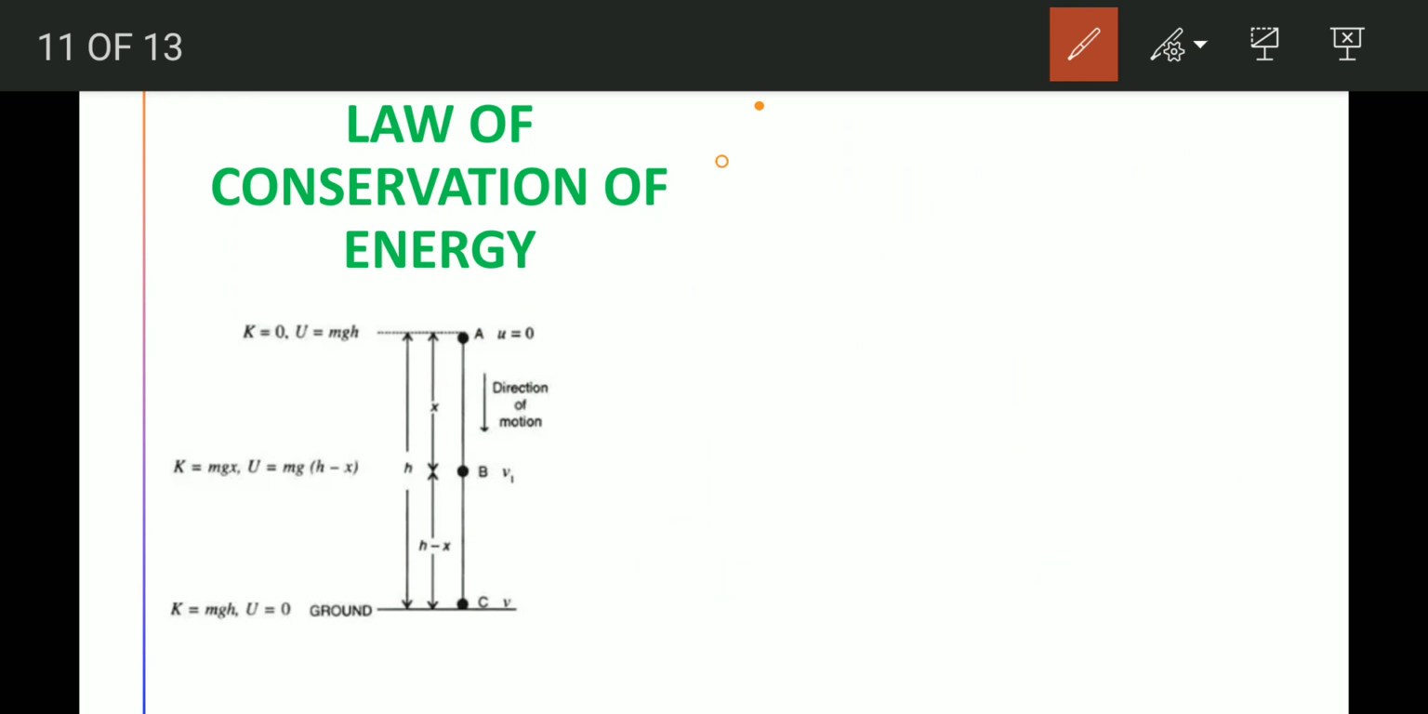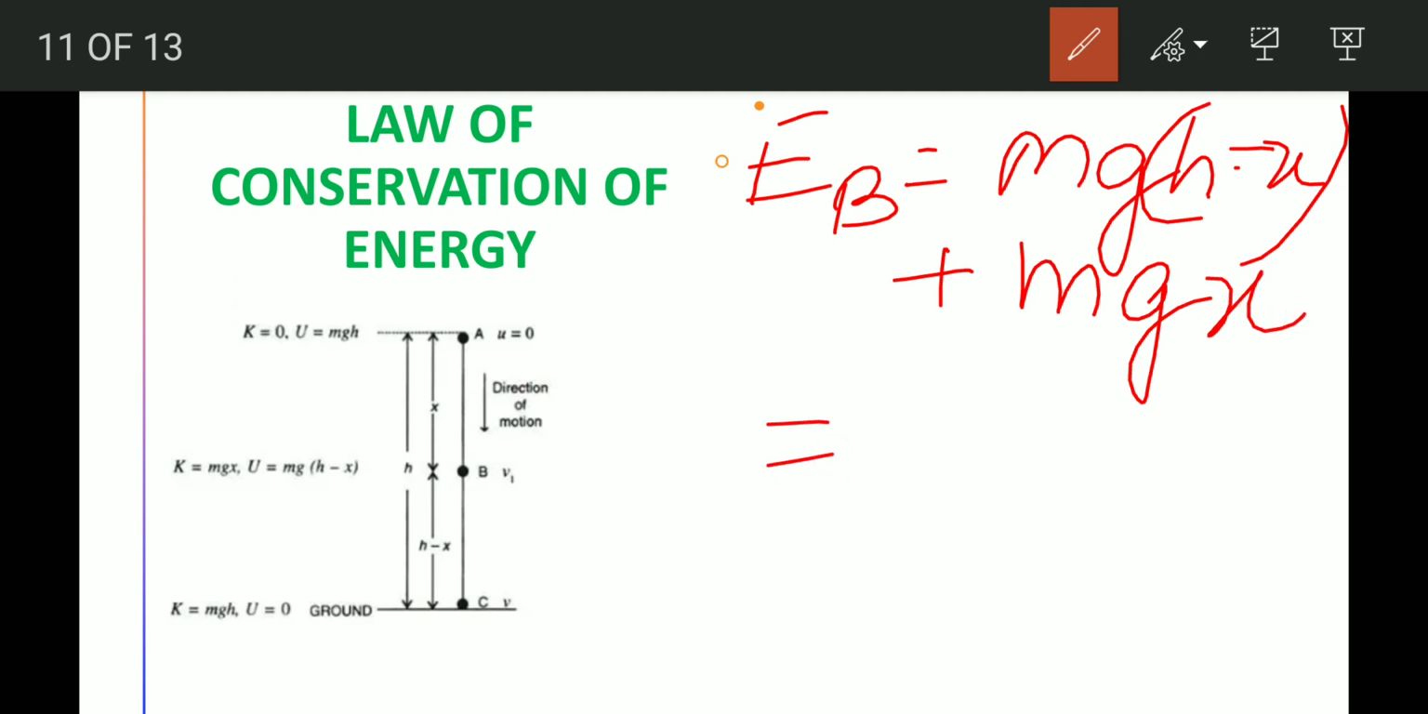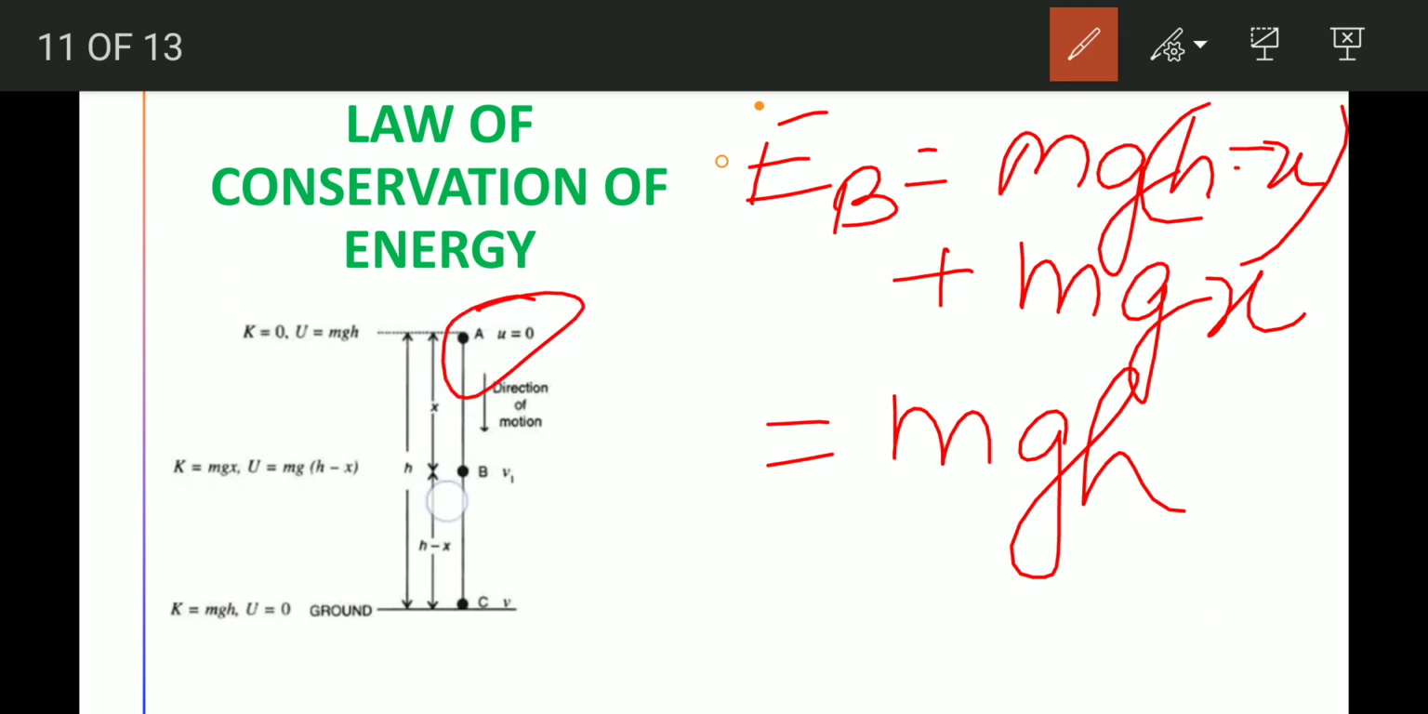So the total energy at point B will be equal to mg(h minus x), which is the potential energy, plus mgx. On adding both of them, you will get the value of total energy as mgh. So the same value you obtained at position A, you have got at position B.